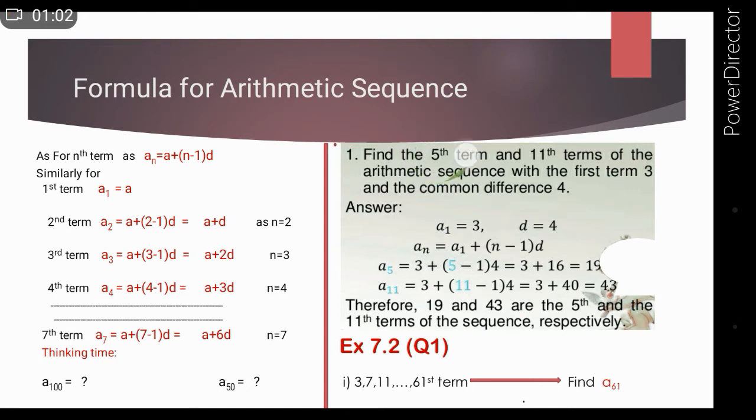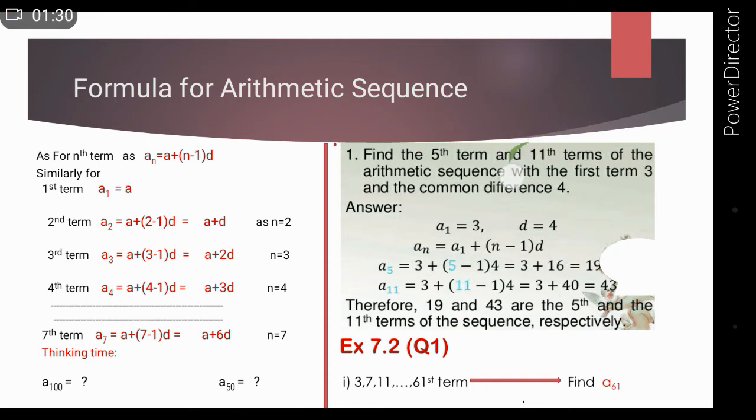a5 means fifth term, so we will put n equals 5 in the given formula. So a5 is equal to 3, 3 is a, n is 5 minus 1 into 4, and 5 minus 1 is 4, 4 fours are 16. So after doing the solution we will get 15. So a5 is equal to 15.